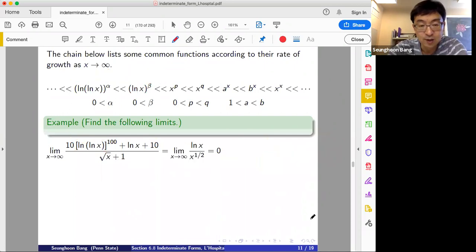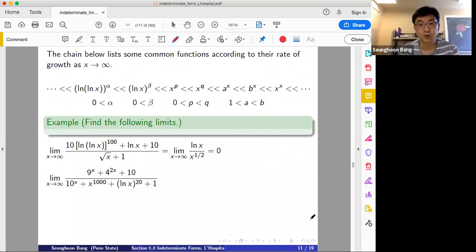Second one. What is your answer? Could you write your answer on the chatting board? For the second example, the limit of 9 to the x plus 4 to the 2x plus 10 over 10 to the x plus x to the 1000 plus ln of x to the 20 plus 1. What is your answer of this equation? The answer is 0. 0 is right.